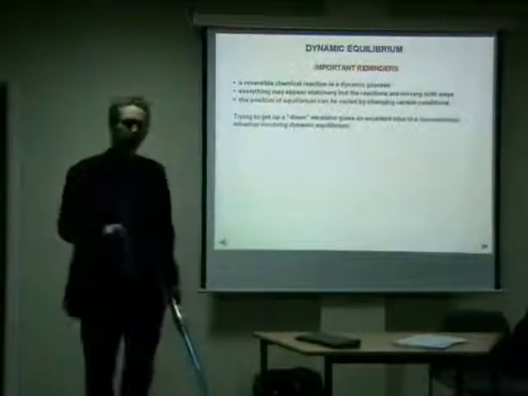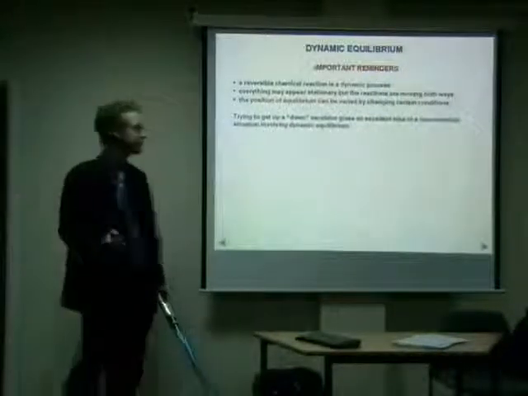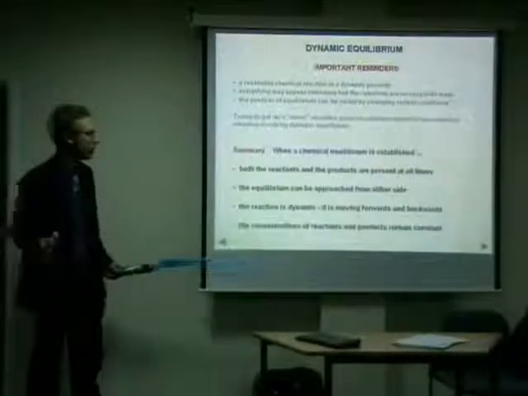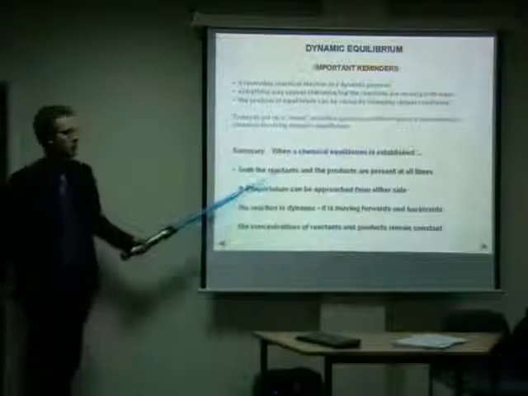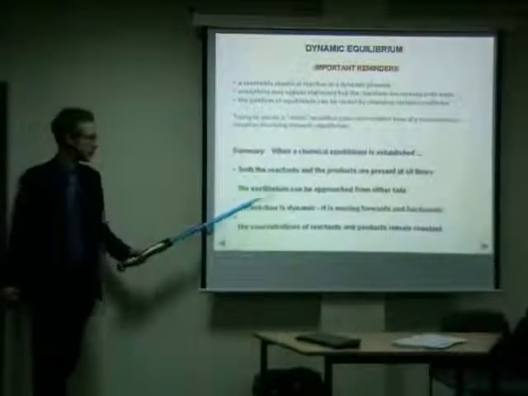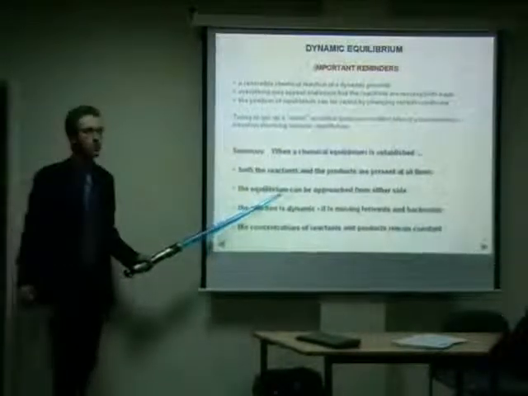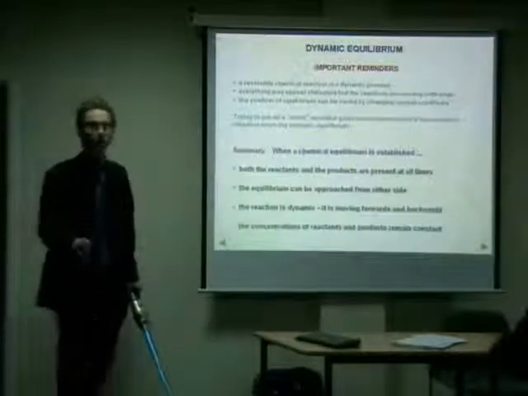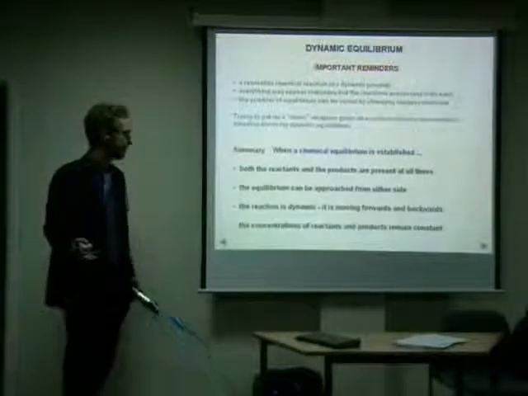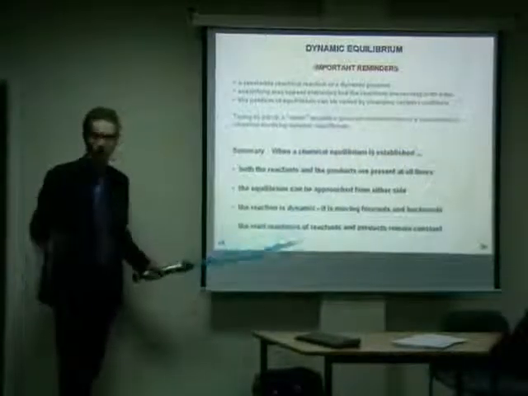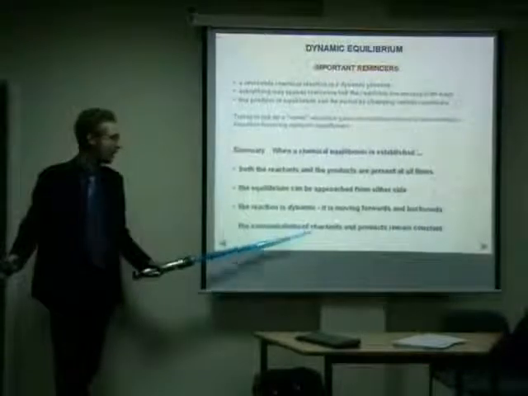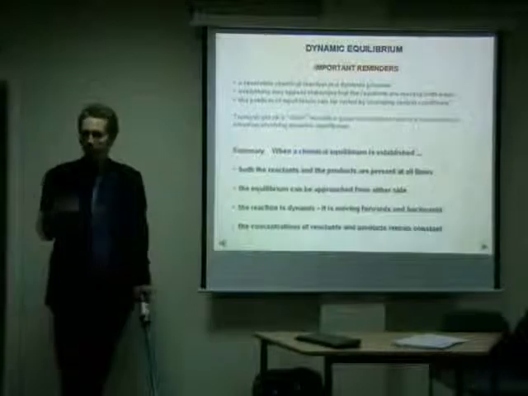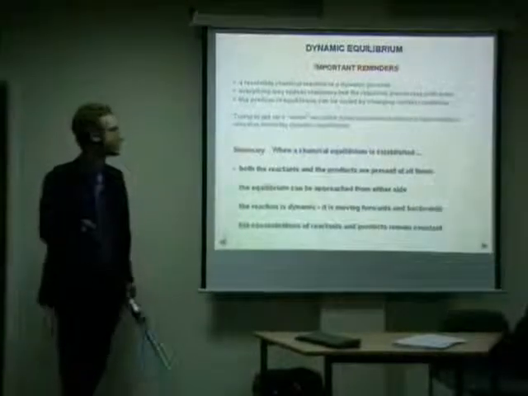And at A2, you look at how we do that mathematically. So, a summary of so far. When a chemical equilibrium is established, we've got reactants and products present. The equilibrium can be approached from either side. What that means is we can start with the reactants and end up with an equilibrium that's got some products in it. The reaction is dynamic, so it's going forwards and backwards, and the concentrations remain the same. So the number of moles remains the same, but both reactions are happening and at the same rate.